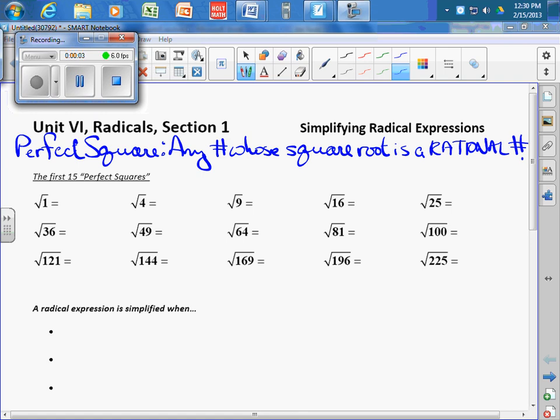Right, so in section 1 of chapter 6, we're talking about simplifying radical expressions. Well, what do we mean by a radical expression? It is anything that contains the square root sign. And before we can talk about simplifying radical expressions, let's talk about perfect squares. Well, a perfect square is any number whose square root is a rational number.